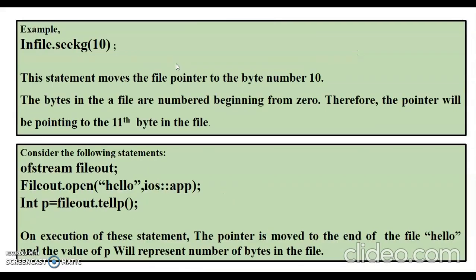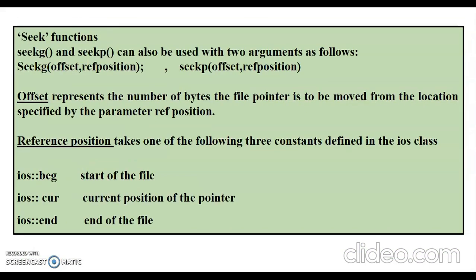So this seek function can take either one argument like this, which will move the pointer to byte number 10, or it can take two arguments also. One argument is the offset and another argument is the reference position, for both seekg and seekp. Now what does offset mean and what does reference position mean? Offset means how many bytes you want to move, and reference position means from which position. It doesn't say that every time it will move from the beginning. You can give your position also.